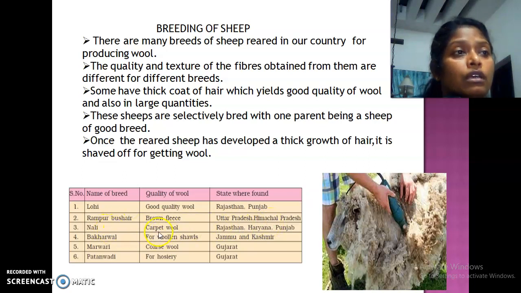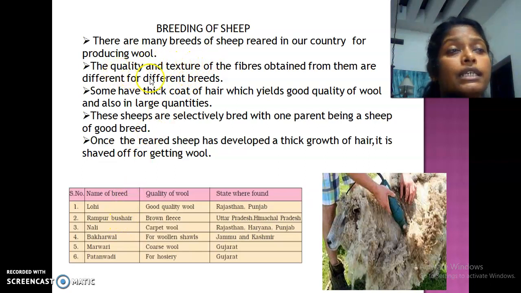Nali, from which we get carpet wool, is found in Rajasthan, Haryana and Punjab. Bakharwal, for woolen shawls, is from Jammu and Kashmir. Marwari, coarse wool, Gujarat. Patanwadi for hosiery, Gujarat. So these are various names of the breeds which we have in our country.